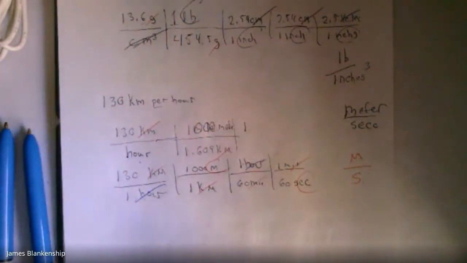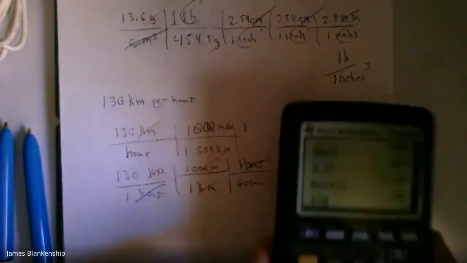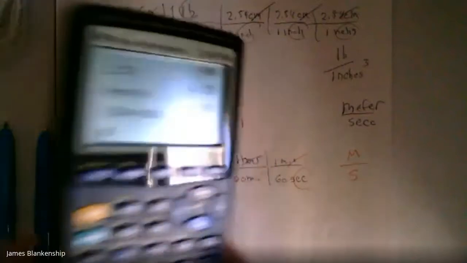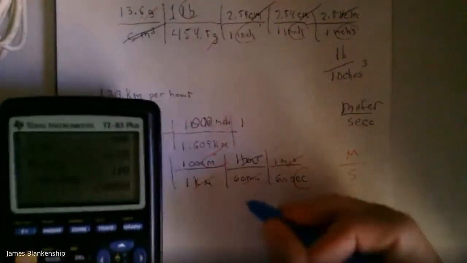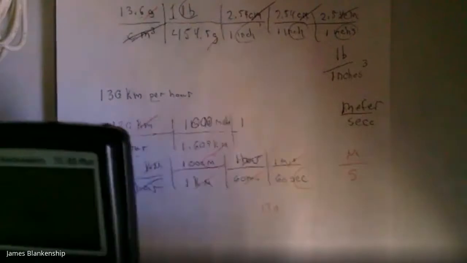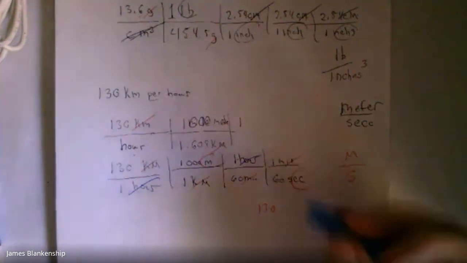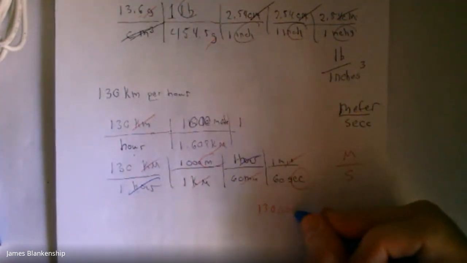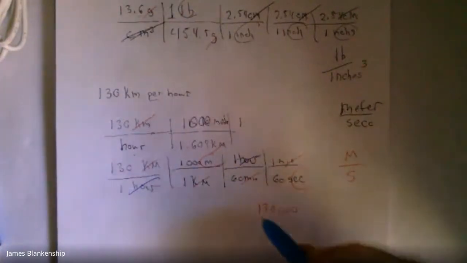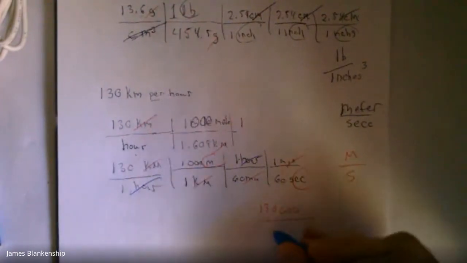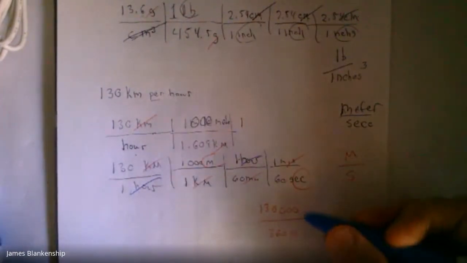So I'm going to get out my calculator and say 130 times 1,000. Get my number on top first. So we have 130. Calculator just kaput. So I have 130,000 on top. And on bottom, we would have 1 times 60 times 60. That's going to give me 3,600 on bottom.